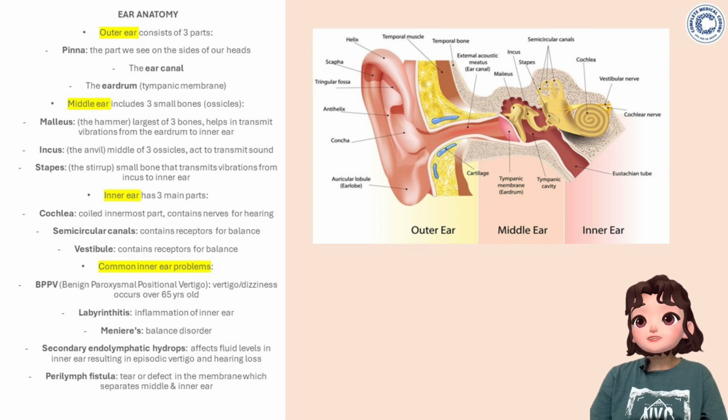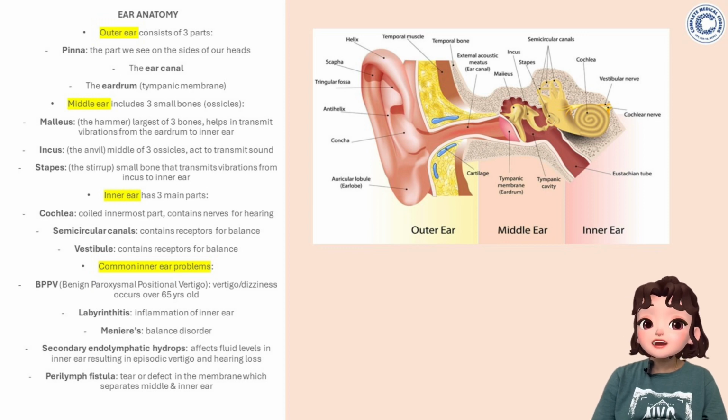The middle ear consists of three small bones. This is important. Three small bones, also called ossicles: malleus, incus and stapes. Malleus is the largest of the three bones. Malleus is also called the hammer. It helps to transmit vibrations from the eardrum to the inner ear.